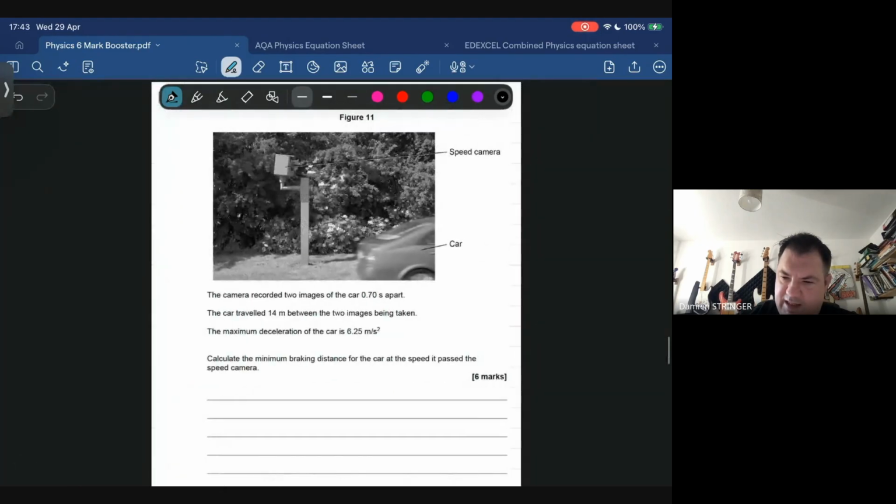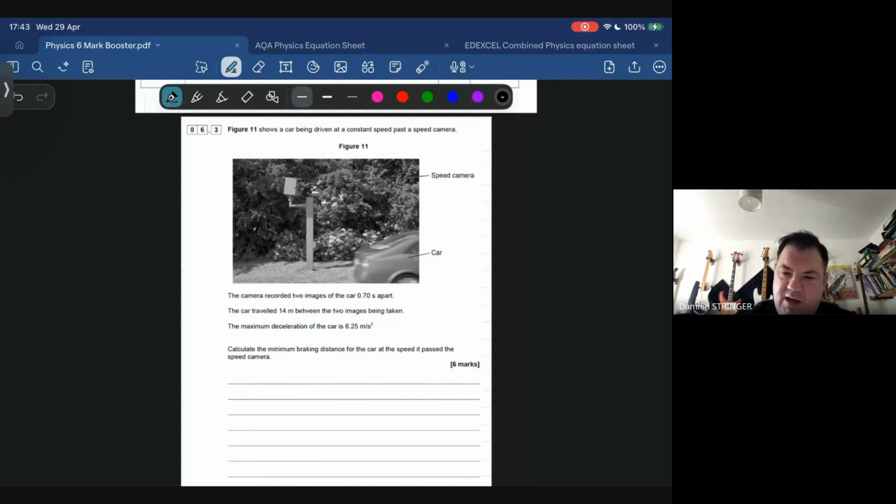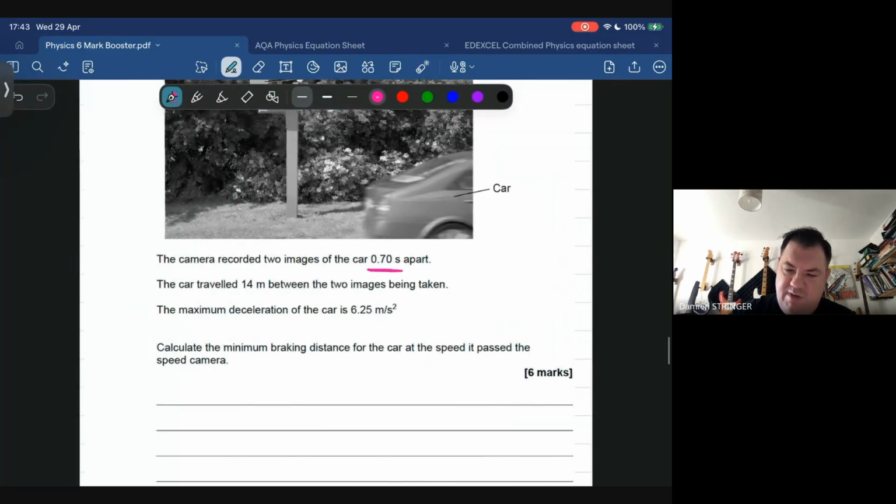Right, here's some calculations, because these are nice and fast. Figure 11 shows a car being driven at a constant speed past a speed camera. The camera recorded 2 images that are 0.7 seconds apart. The car travelled 14 meters, so that's a distance. Distance can be S or D, can't it? That's a time. The maximum deceleration of the car is 6.25 meters per second squared. Calculate the minimum braking distance for this.